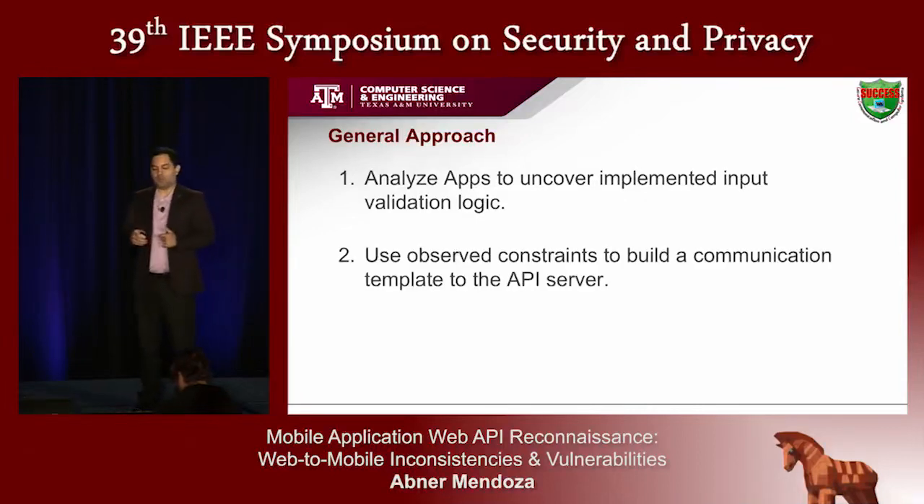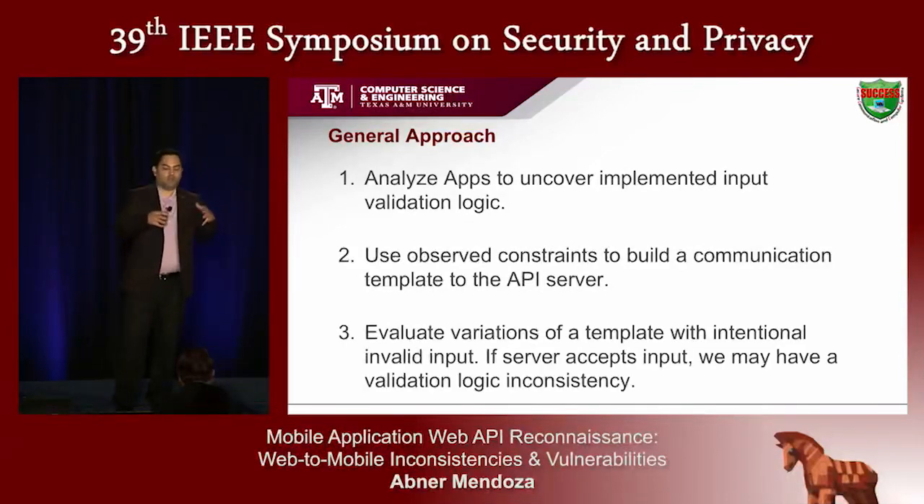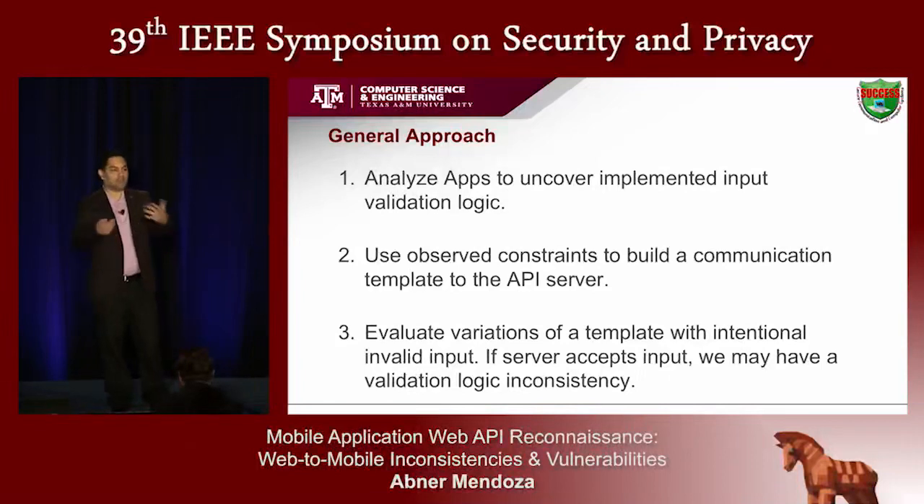do. We use the observed constraints that we uncover from analyzing the app to build what we call communication templates, or HTTP request templates, that the app uses to communicate with the API server. And then we evaluate variations of this template with some intentional invalid input. And if the server accepts the input, then we flag that app and do some more manual investigation.